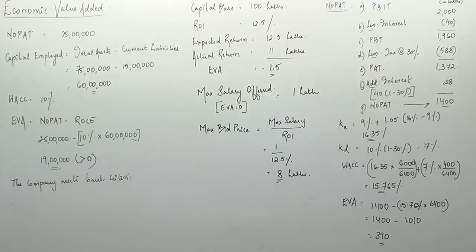If I pay 8 lakhs for him, my capital base will increase by 8 lakhs. So instead of having 100 lakhs as capital base, I'll have 108 lakhs as capital base. 108 lakhs into 12.5%, my expected return will be 13.5 lakhs, 1 lakh extra. Now my actual return after that fellow is employed is again 13.5, because he is giving me an extra return of 2.5 over and above the existing return of 11. So ultimately, EVA again will become 0.